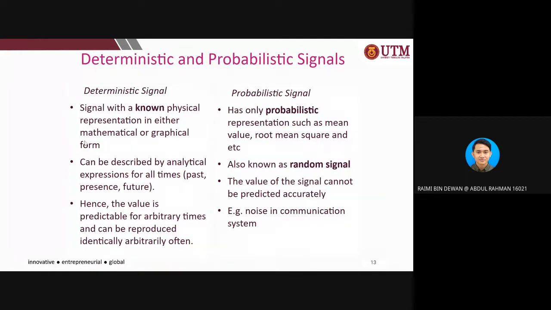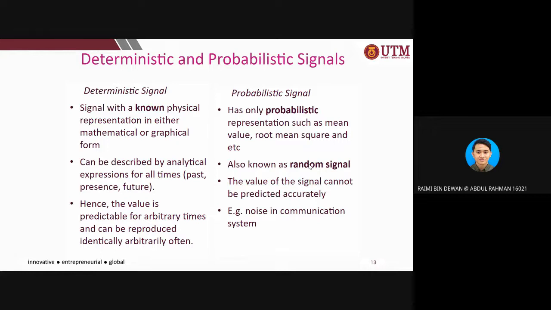So that's why we have deterministic signals: you can determine them. Then the probabilistic signal, thank you for the response, has only a probabilistic representation. It is random, for example noise. Noise you cannot predict, right?